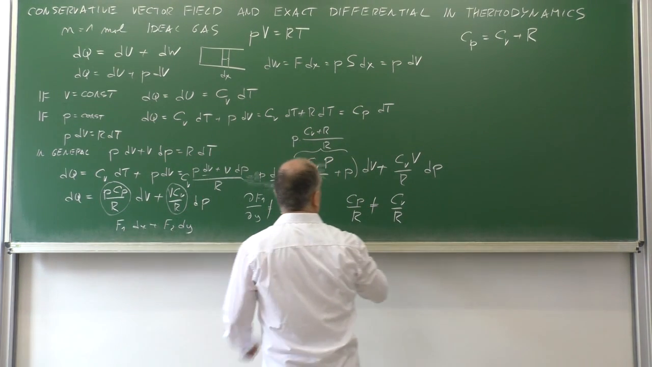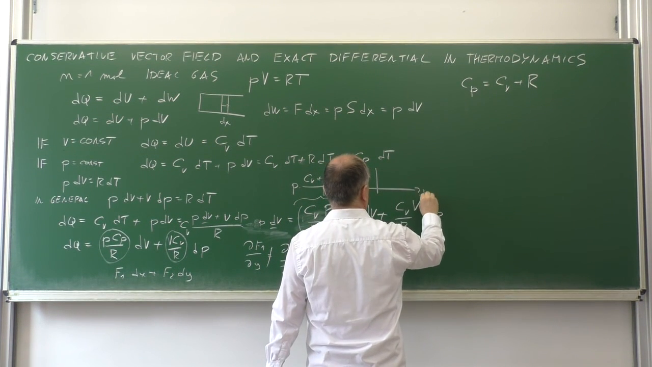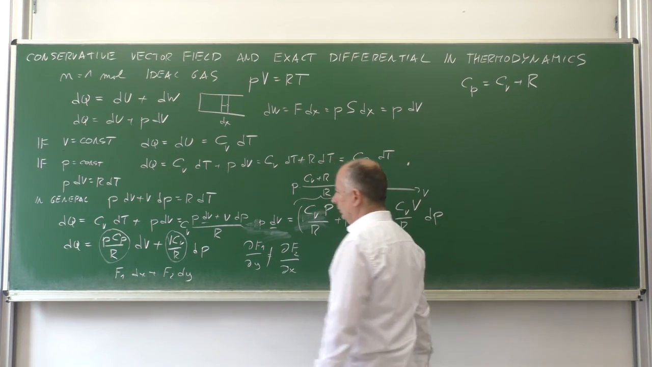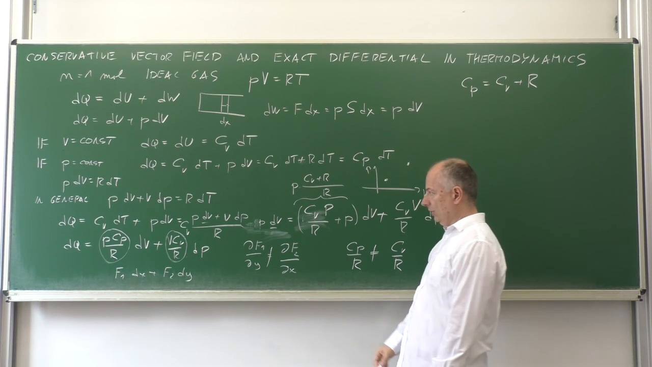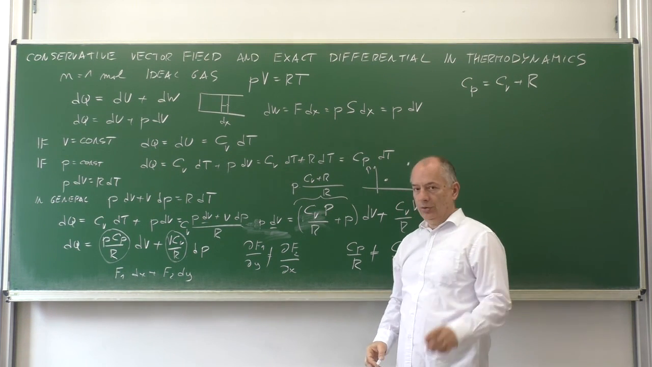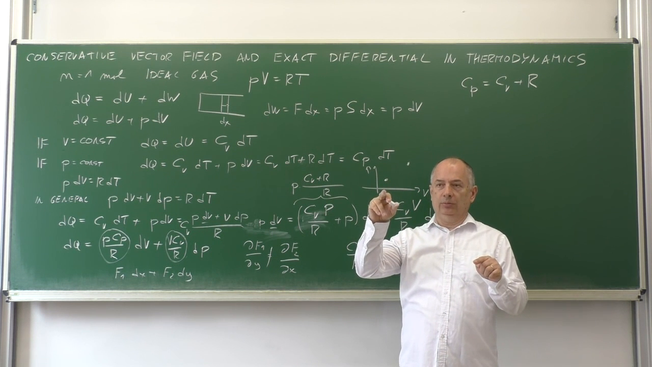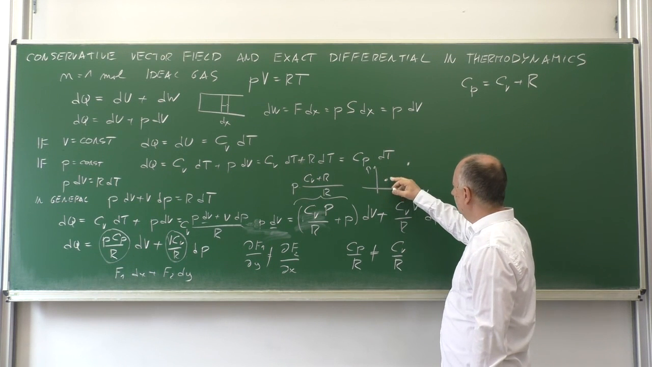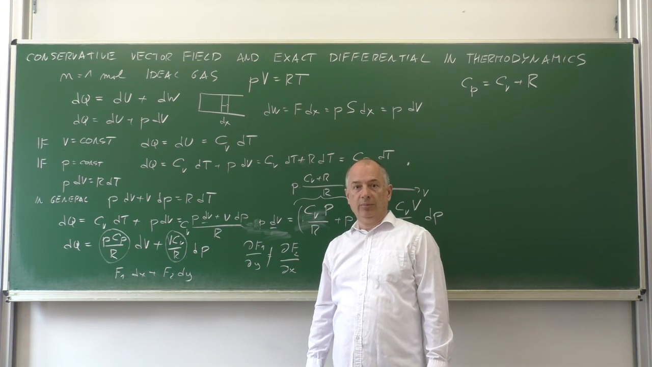And if you travel in the PV plane from some point to another point, then the heat that you must add to the system depends not only on the endpoint and initial point of the system, or the end state and initial state, but also on the details of the journey, of the path. It is not path independent.